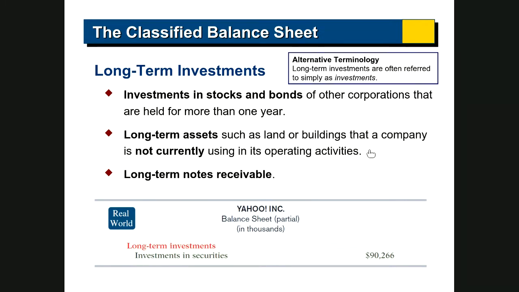And then there are long-term notes receivable. You may have lent somebody money and they're paying you this money over a number of years. So you're not going to get the entire money back in the next 12 months. It will take you 3, 4, 5 years to get the entire money back. It's a receivable from them, so it is coming to you slowly. You're not going to get the benefit of it immediately. So that's a long-term asset, a long-term investment.